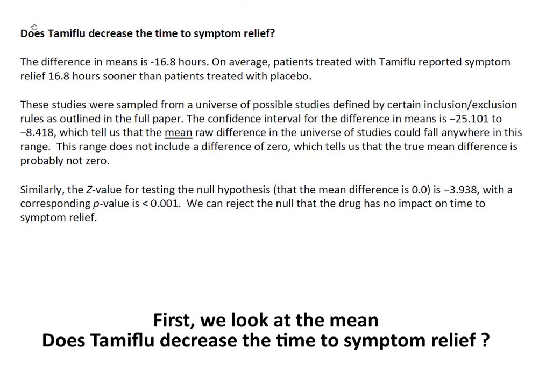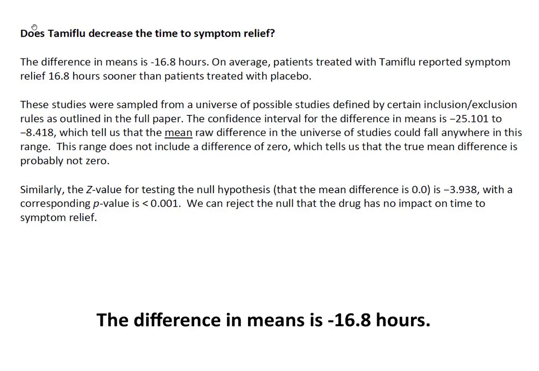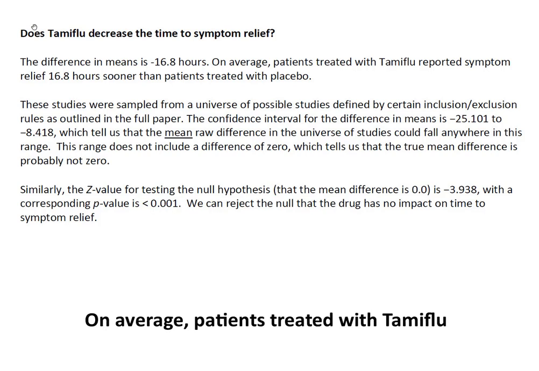So first we look at the mean. Does Tamiflu decrease the time to symptom relief? The difference in means is minus 16.8 hours. On average, patients treated with Tamiflu reported symptom relief 16.8 hours sooner than patients treated with placebo.